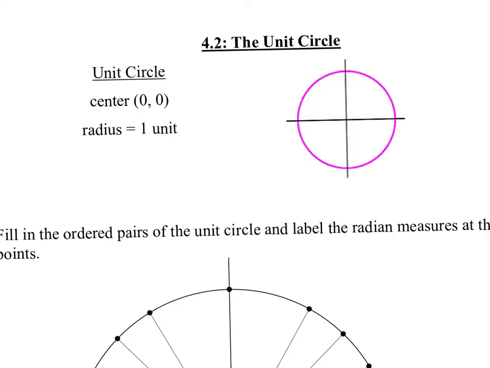A unit circle has a center at 0, 0. So if I look at this right here, the center is at 0, 0. The radius is 1 unit. That's why it's called the unit circle, because the radius is 1 unit long. When you graph an angle on the unit circle, it should be in standard position, meaning the vertex is at 0, 0. It starts from the positive x-axis. So if I wanted to mark theta, theta could be this angle right here.